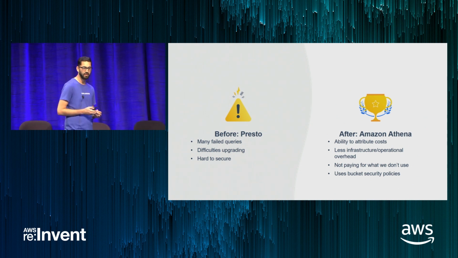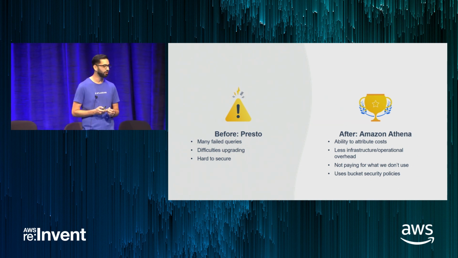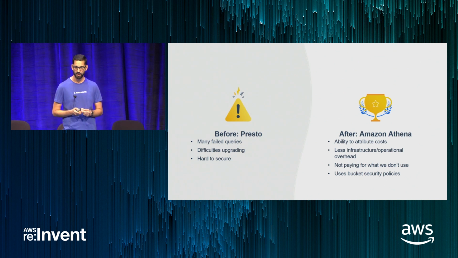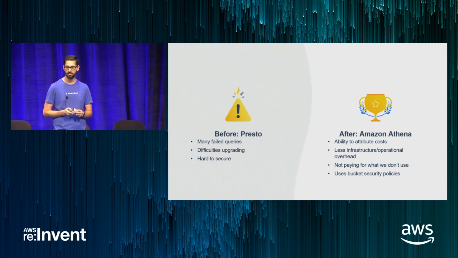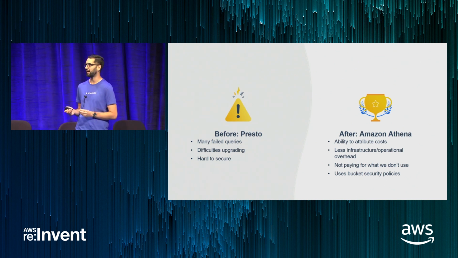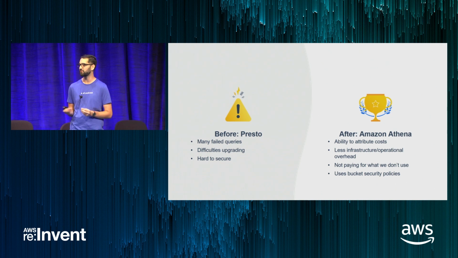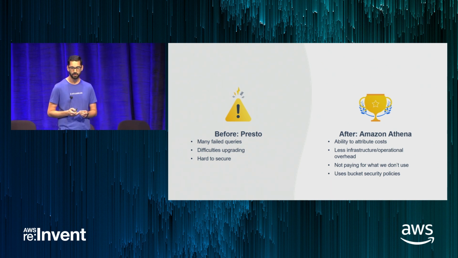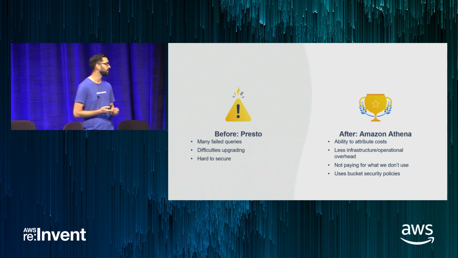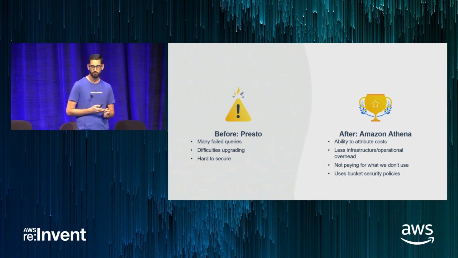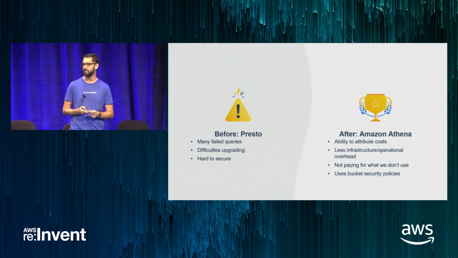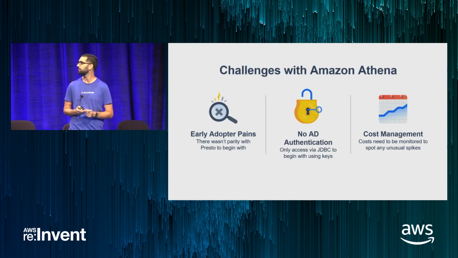So we implemented Athena, which gave us the ability to attribute cost to our users, and less infrastructure to manage, so the team could spend more time doing more value-add work. And we don't have to pay for what we don't use. So if there are no queries running on the weekend, we don't have to pay for it. And it also uses S3 level bucket security policies, so we don't need to worry about enabling authorization at the query engine layer.